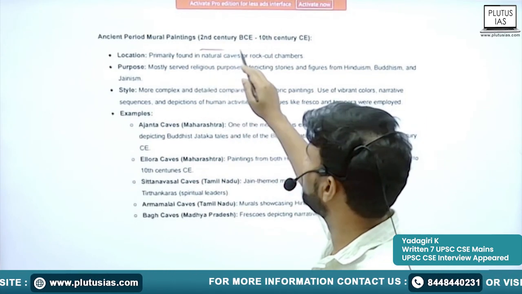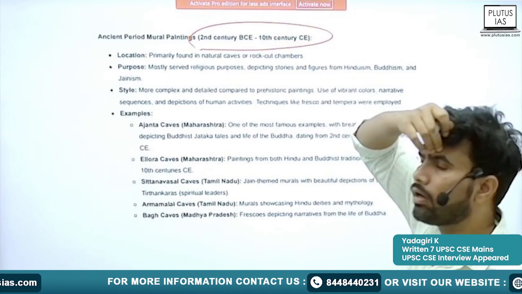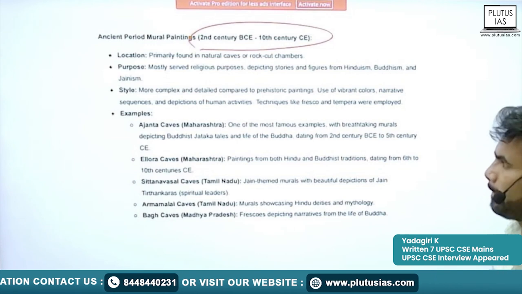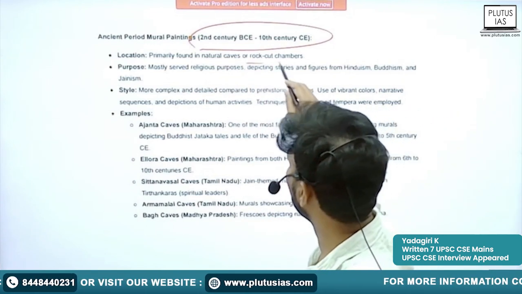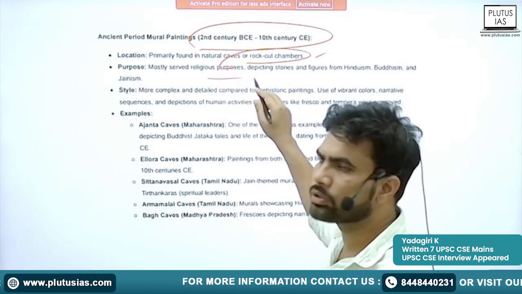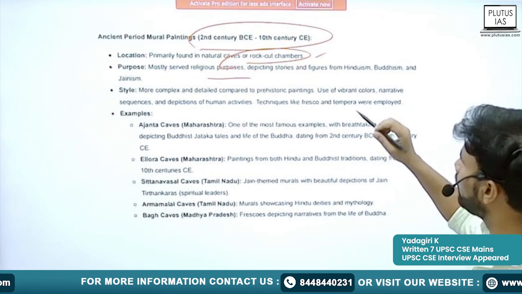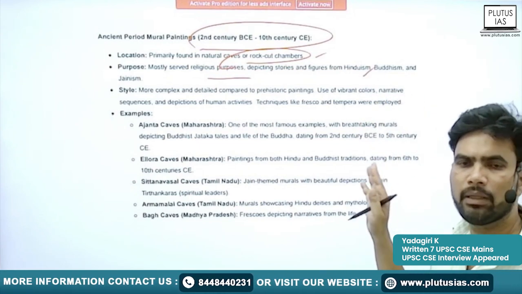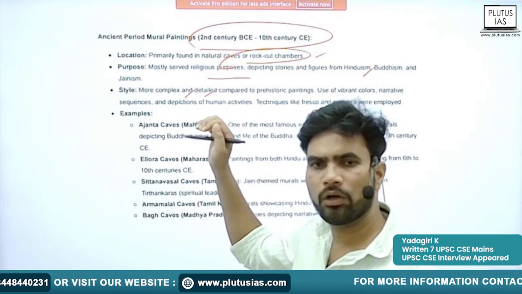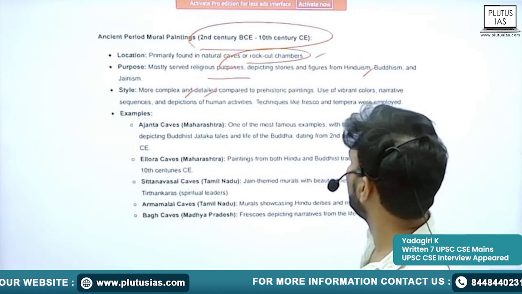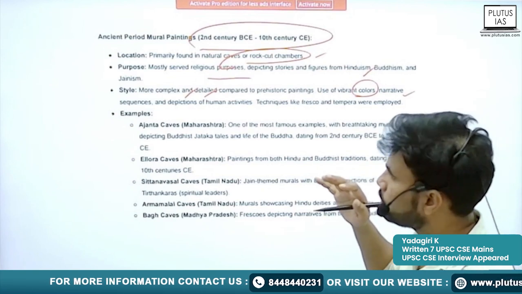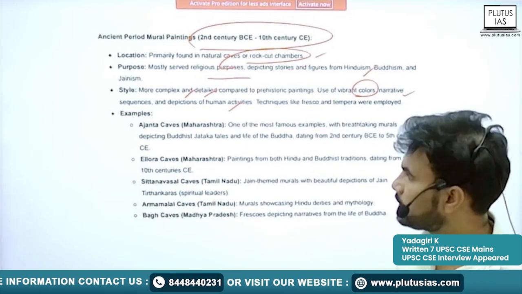Next is ancient period mural paintings. We will find them between the 2nd century BC and the 10th century AD. They are primarily found in natural caves, and you will also find them in rock cut chambers. The purpose is mostly religious, depicting stories from all the three major religions: Hinduism, Jainism, Buddhism. As I have told, the fresco style has been adopted. Apart from that, you will also find vibrant colors, narrative sequences, and the depiction of human activities.